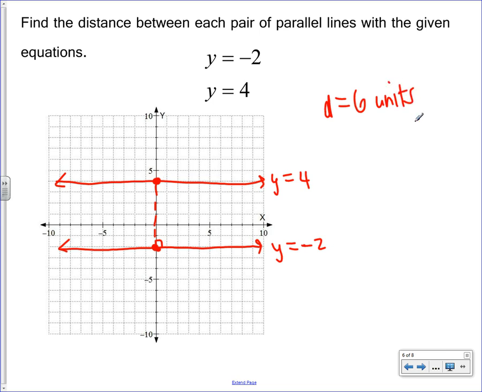If we had had x equals something and x equals something, we still could have counted the horizontal distance that way. If there's any slant to it at all, we can't do that. But if it's a vertical or a horizontal line, we can. Super easy. Everybody's okay? Yes?